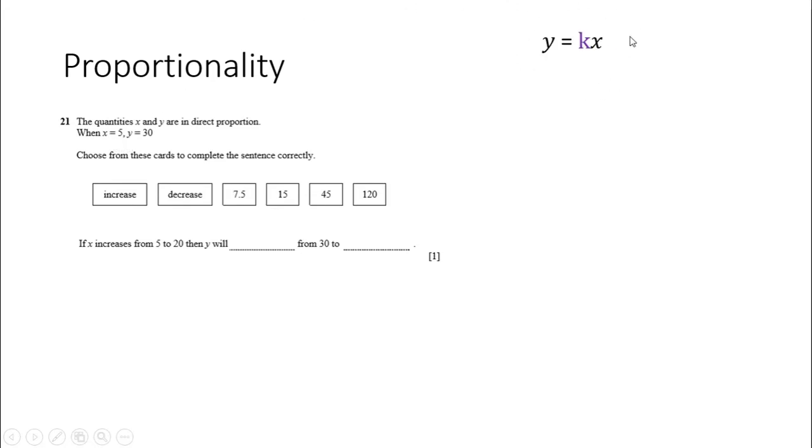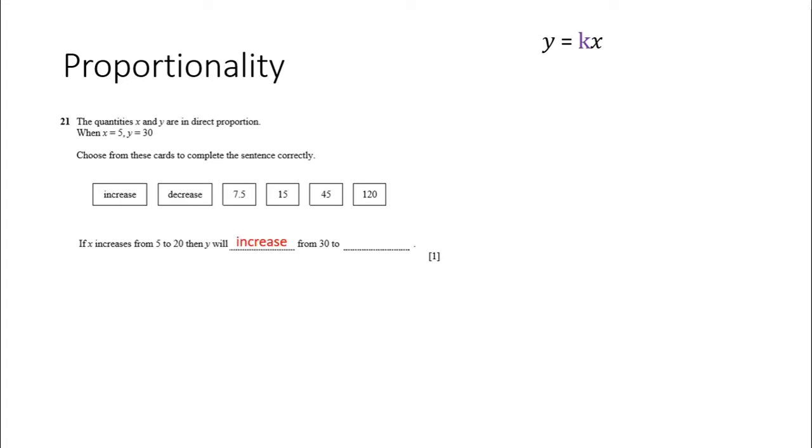Okay, so I've set up my formula for proportionality here, and if I increase the x value, then the y value is going to increase as well, because it's just some multiple of the x value. So if x increases from 5 to 20, then y will increase, decrease, or one of these numbers. It will increase. They are directly proportional. There's also something called inversely proportional, but we won't get into that this year.